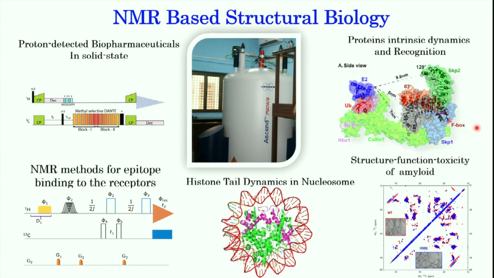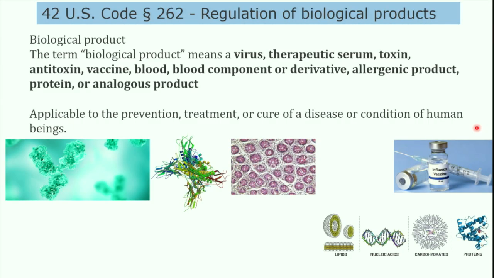We also use this NMR spectroscopy on molecular complexes, like we are working on protein intrinsic dynamics and recognition. This is a multi-protein complex, ubiquitin E3 ligase, where we employ some of those methods. We are interested in histone tail dynamics in the nucleosome and also the structure-toxicity relationship of amyloids. That is about the research that we do in our lab. But coming back to biologics.